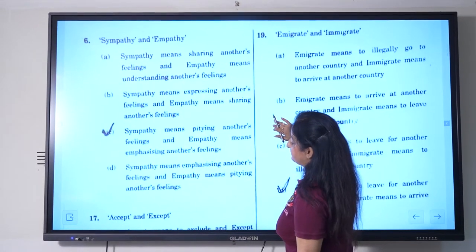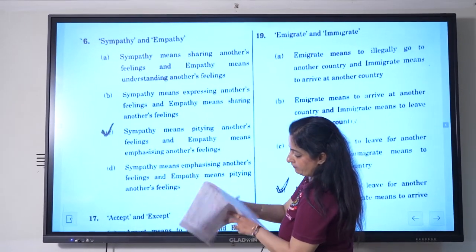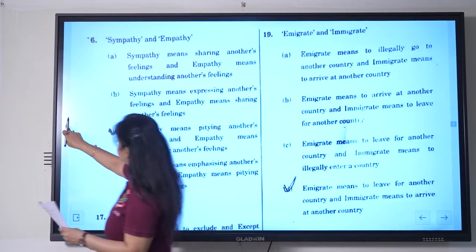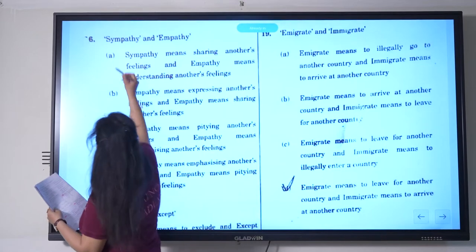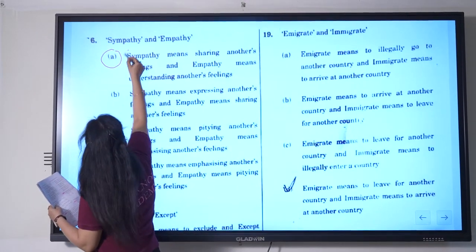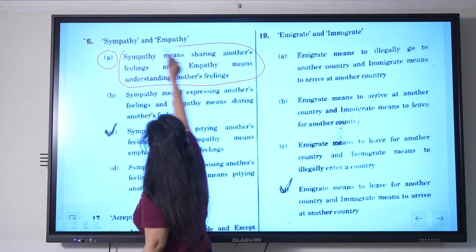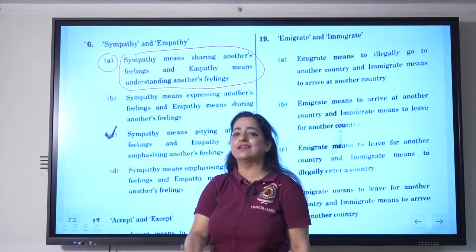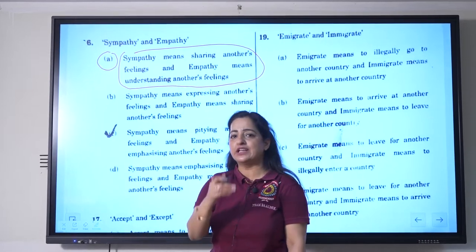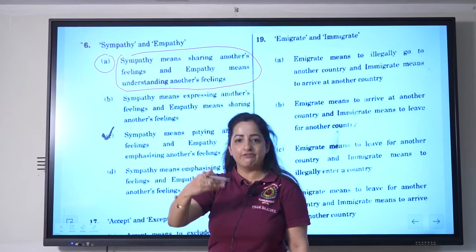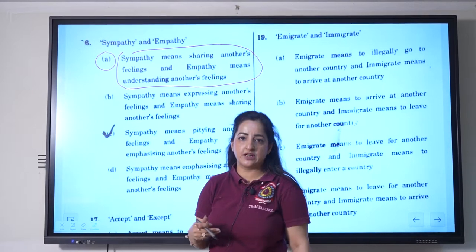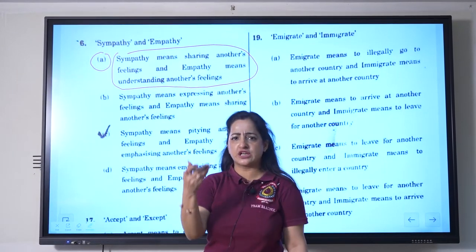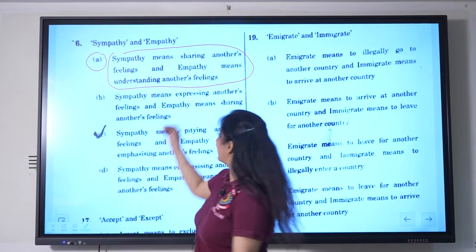Sympathy and empathy. Correct answer is alpha. Sympathy means sharing another's feelings and empathy means understanding another's feelings. Empathy essentially is putting yourself in the shoes of another person. Apne aap ko dusre ki jagah pe rakh ke dekhna aur samajhne ki koshish karna ki wo kya feel kar raha hoga. And that is empathy.